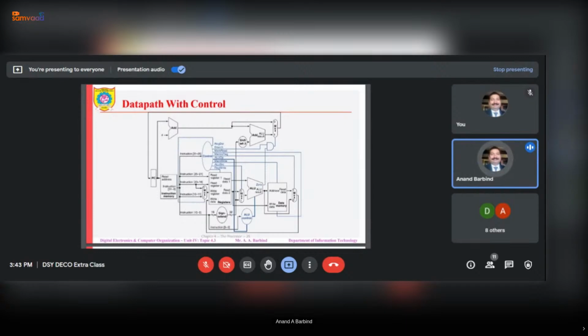To which register will it be written? That is indicated by bits 11 to 15. Bits 11 to 15 will be selected here by this multiplexer, and that is the destination register. The destination register will be selected by the write register input, and data will be written into it. Okay, so this is how the R type instruction is executed. You can see here the load instruction or other branch instructions.